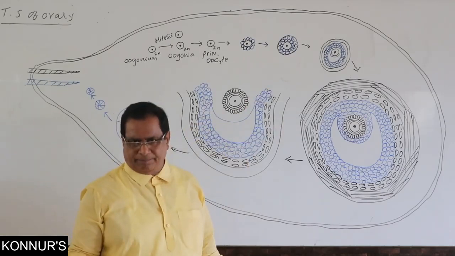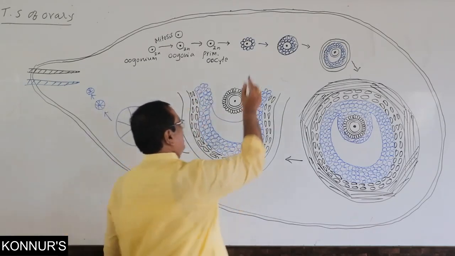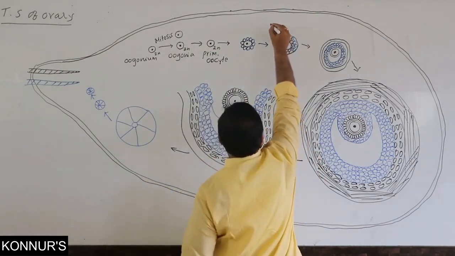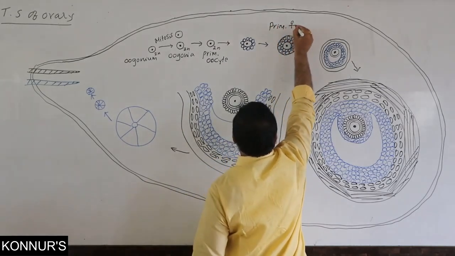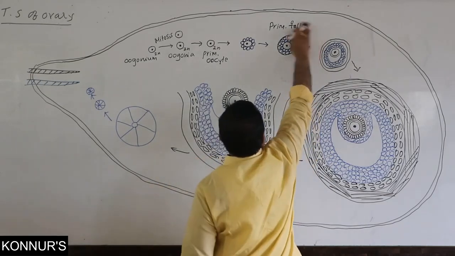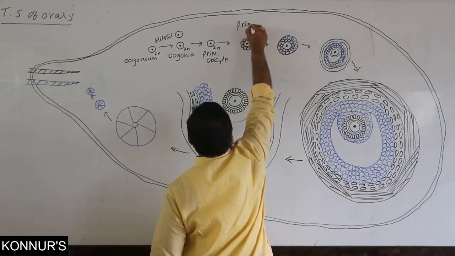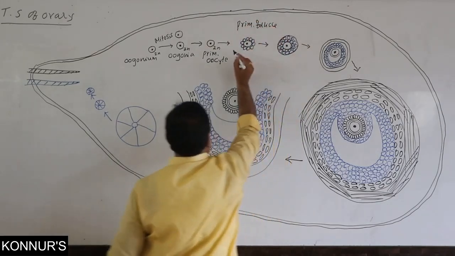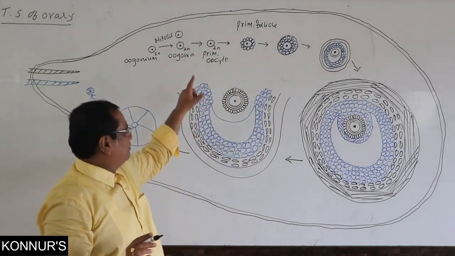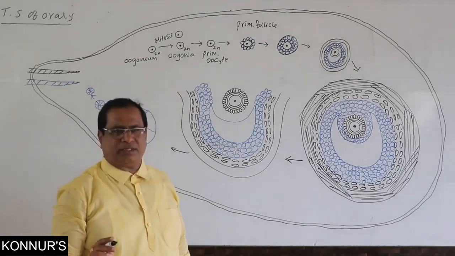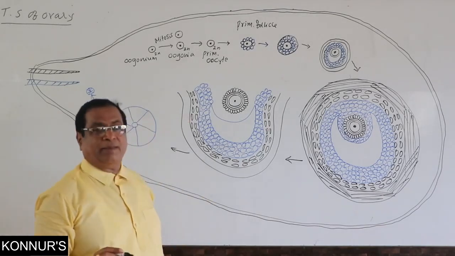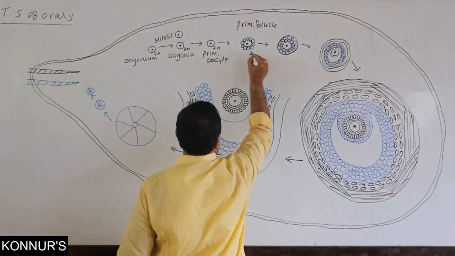some follicles will develop. Around the primary oocyte, a single layered membrana granulosa is formed. Now this becomes the primary follicle. In this primary follicle, the primary oocyte is present, because around the primary oocyte a layer of membrana granulosa is formed. Now the primary follicle is formed. Here also it is diploid in nature.